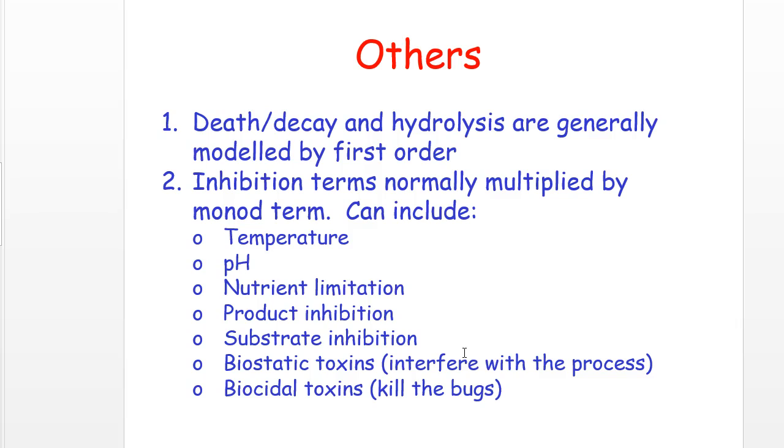There are also many things that can inhibit a biological reaction. So then we have an inhibition term, which we usually just multiply by the reaction. If there is no inhibition, it has a value of 1, so it doesn't change the reaction. The stronger the inhibition, the closer it gets to 0. And it can be influenced by temperature, pH, nutrients, products, even substrate can inhibit in some cases, and certainly toxins.